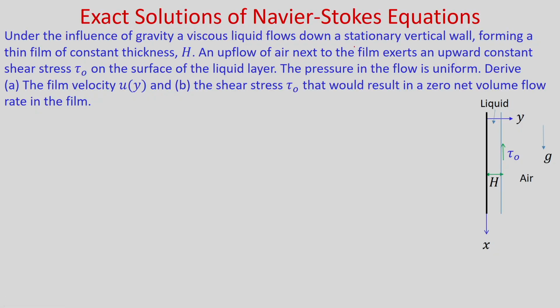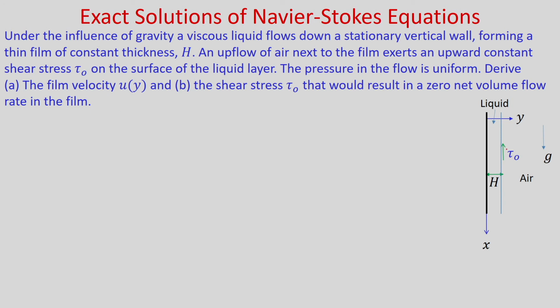Under the influence of gravity, a viscous liquid flows down a stationary vertical wall, forming a thin film of constant thickness h. An upflow of air next to the film exerts an upward constant shear stress tau naught on the surface of the liquid layer. The pressure in the flow is uniform. Derive A, the film velocity u as a function of y, and B, the shear stress tau naught that would result in a 0 net volume flow rate in the film.